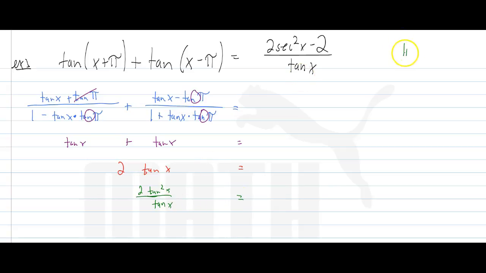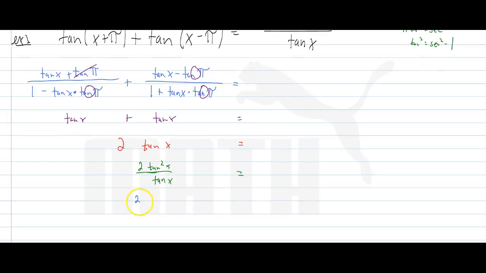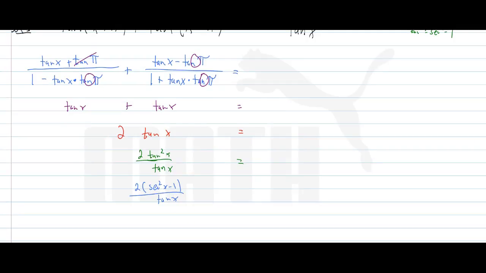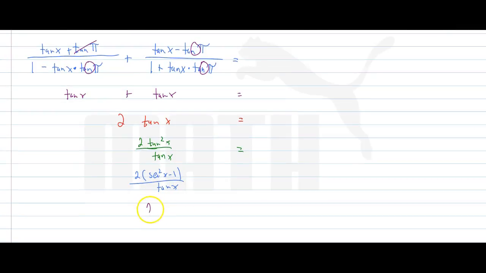And I remember that 1 plus tangent squared is equal to secant squared, or in other words, tangent squared equals secant squared minus 1. This is a variation of one of our Pythagorean identities. So then, making that substitution is 2 times the quantity secant squared x minus 1 over the tangent of x. Now if I look at the right side, that's almost it. So we'll do one more step. Distribute that 2. It's 2 secant squared x minus 2 all over the tangent of x.